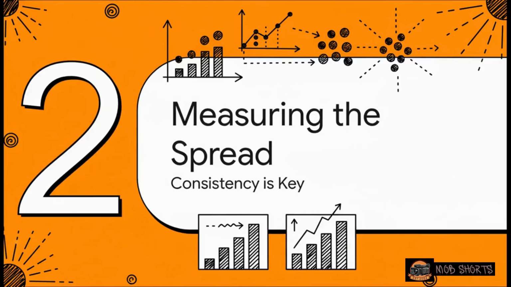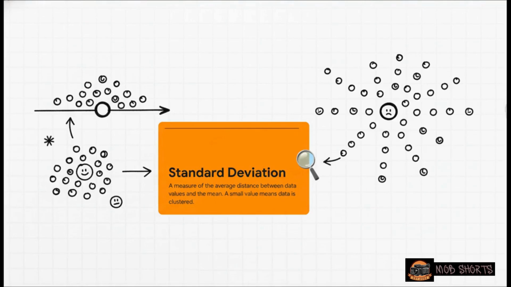Right, so that's our next mission, to measure the spread of the scores. This is all about figuring out the consistency of each class. And the tool we use for this is called standard deviation. I know, it sounds super technical, but trust me, the idea is really simple. It's just one number that tells you, on average, how far away each student's score is from the class mean. So a small standard deviation, that means everyone's scores are huddled together, nice and consistent.